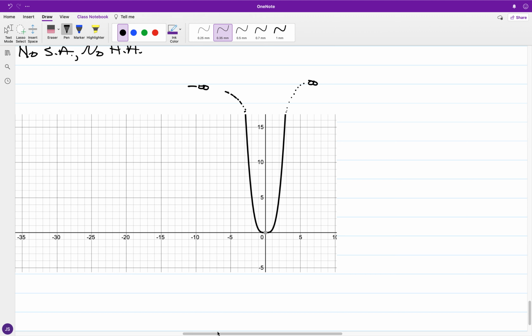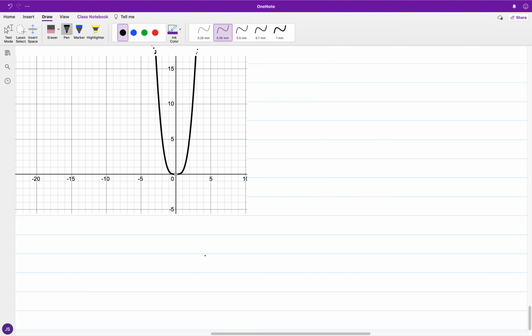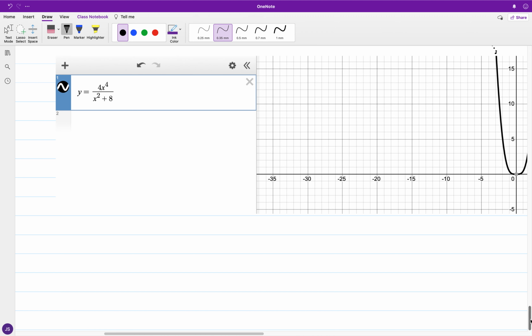All right, now in looking at what we have, I'm going to throw this in. My connection's been kind of shaky, at least in terms of the tablet and the OneNote. But let's say that we have r of x equal to x squared plus 5 all over x plus 1.